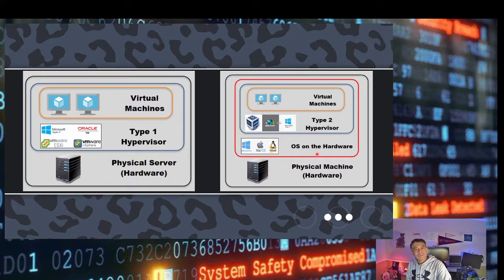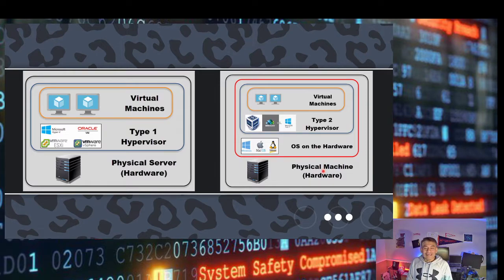For type 2 hypervisors, we have a different setup. So in this case, you have a physical hardware. It could be a very powerful desktop computer, not a server. It could be a desktop computer, for example, or it could be a laptop that has enough memory and a good processor. You can use that as the physical hardware for a type 2 hypervisor. Again, a powerful desktop computer or a laptop with enough memory and CPU.